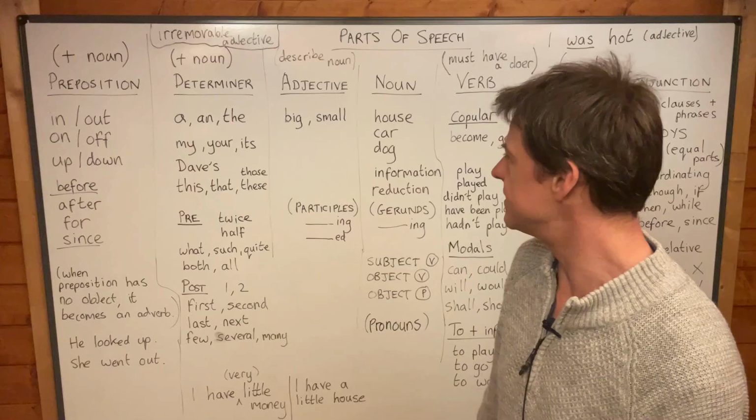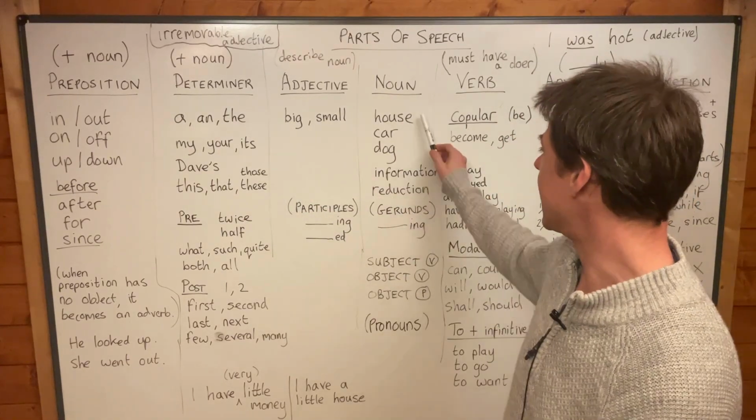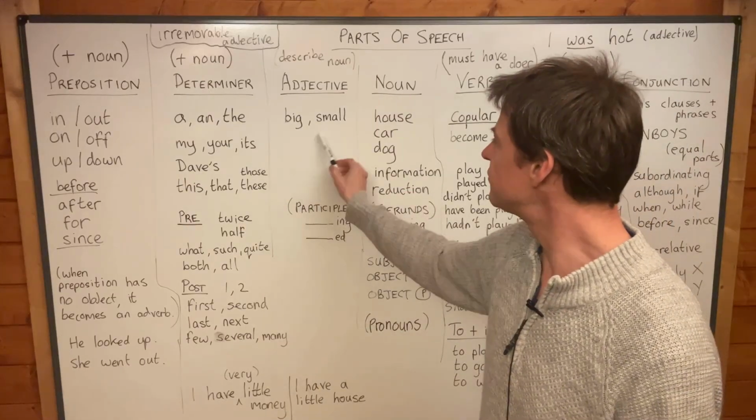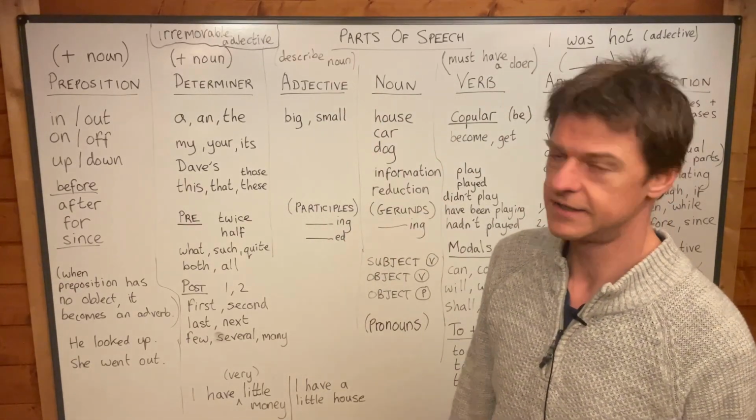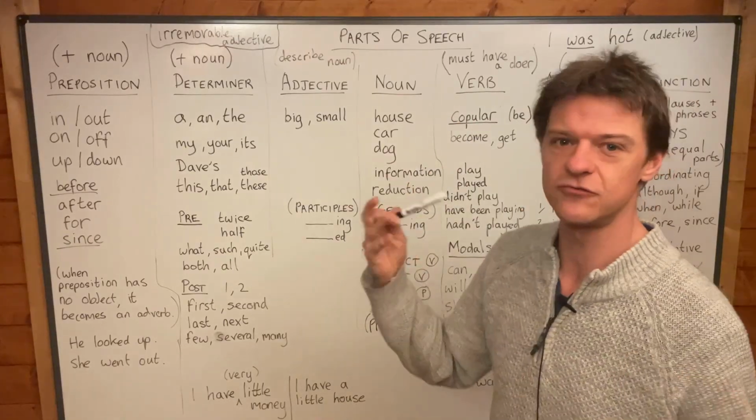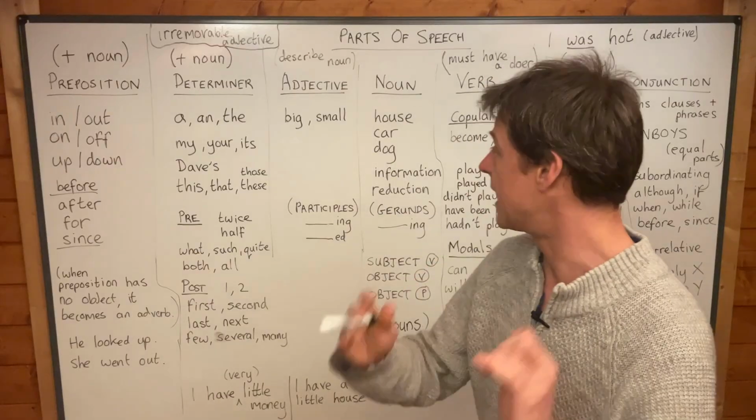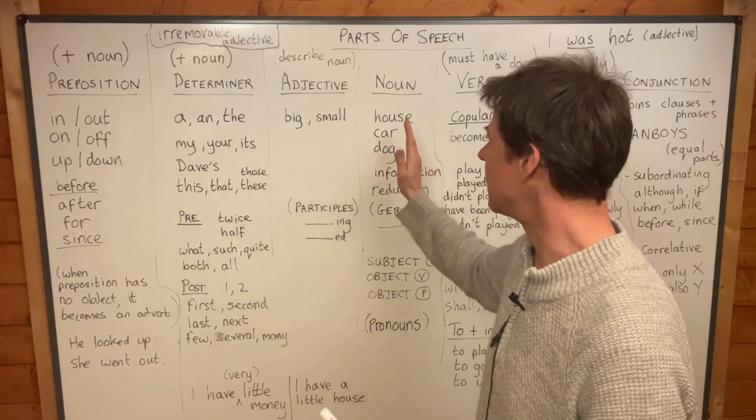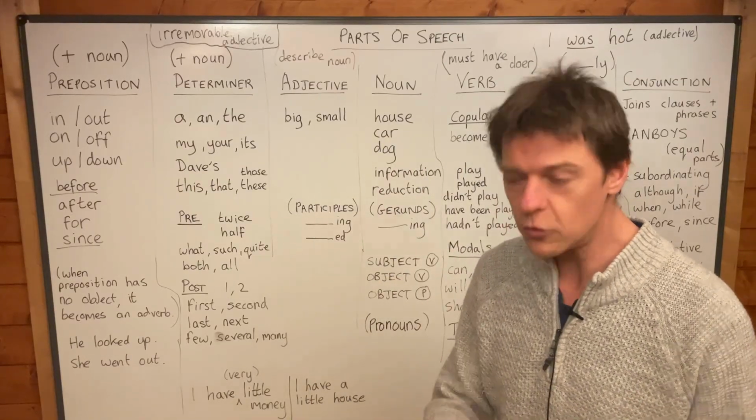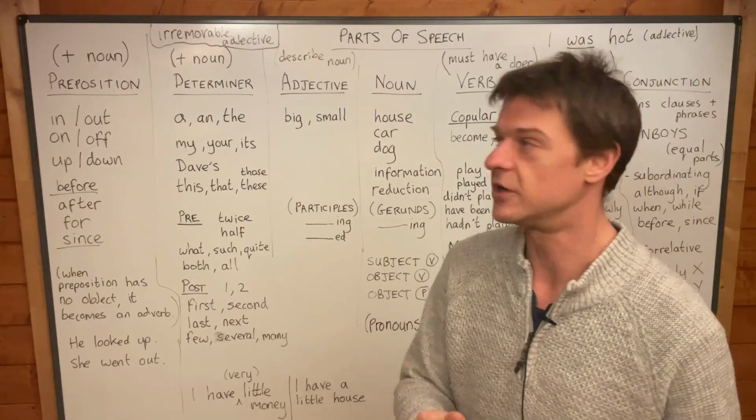So there's a very big difference between a word like big or small and a word like house, car, dog. Big and small describe a house, they describe a car, they describe a dog. Whereas these three don't describe anything. They just signify a thing. A house, a car, or a dog. So you can see that these are different types of words, and you ought to be able to make a decision when you're looking at a sentence what type of word it is.